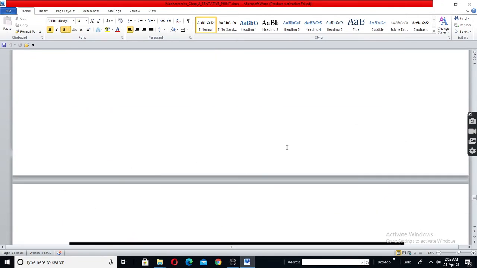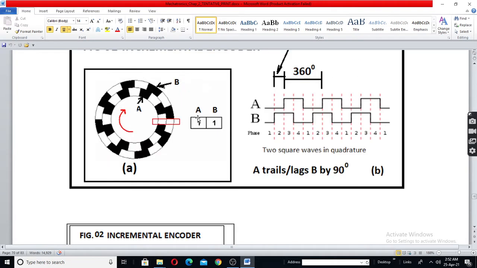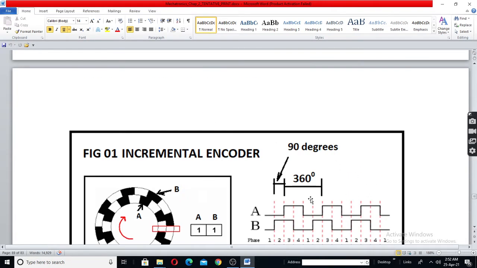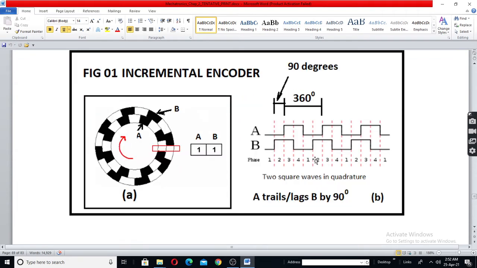Here there is no question of LSB or MSB. Two tracks are relative to each other. One is lagging, another is leading. That will give that also with respect to direction of rotation. If you reverse the direction of rotation, the leading will become now lagging and lagging will become leading.